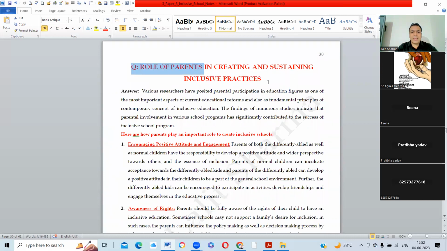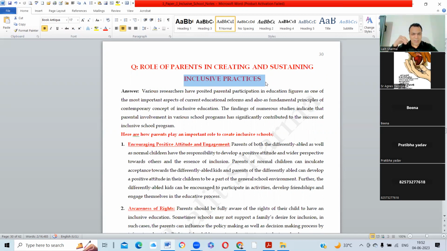The third one was parent. Okay, look, the role of a parent in creating and sustaining inclusive practices, right? Inclusive practices, you have come to know that now. Okay, I gave more emphasis on inclusive. You should know about inclusive education, inclusion, right?